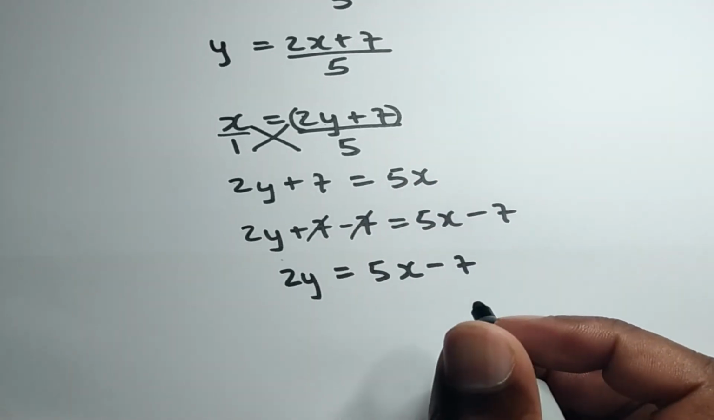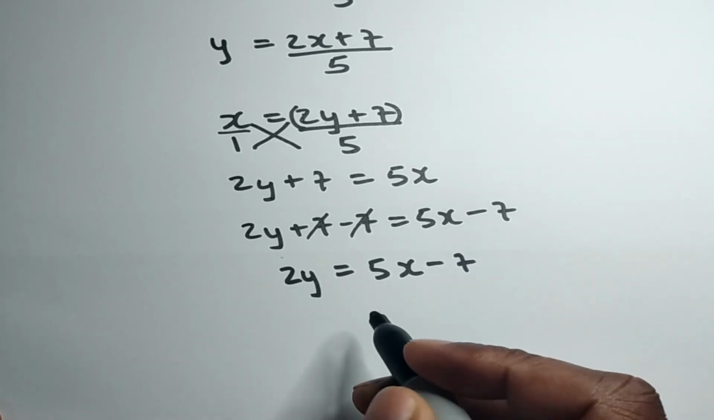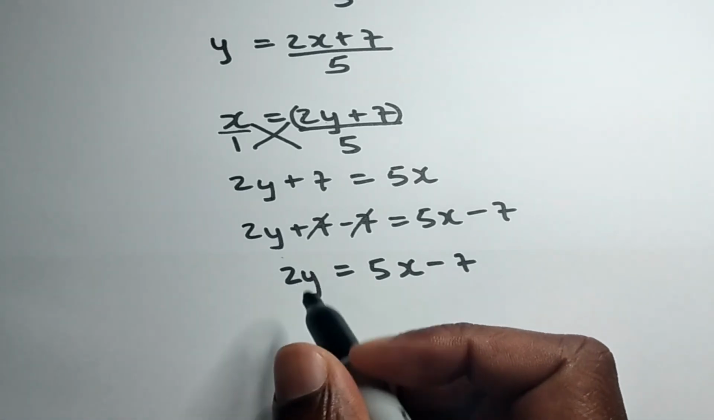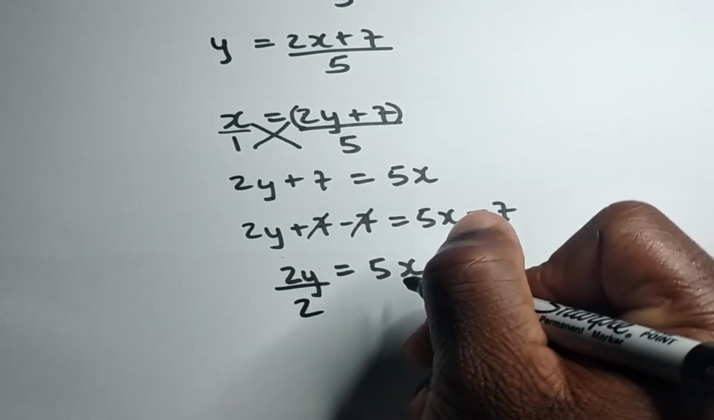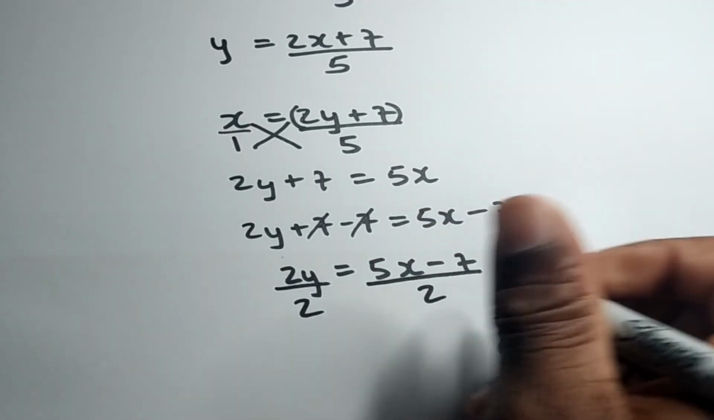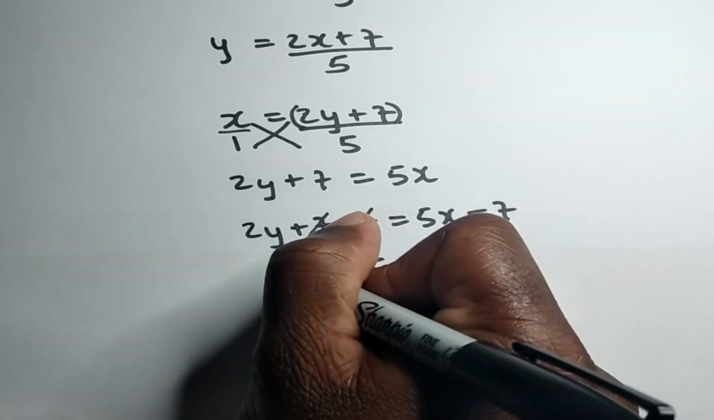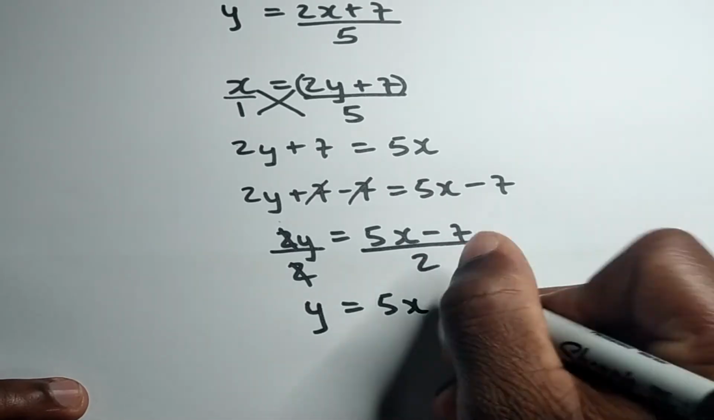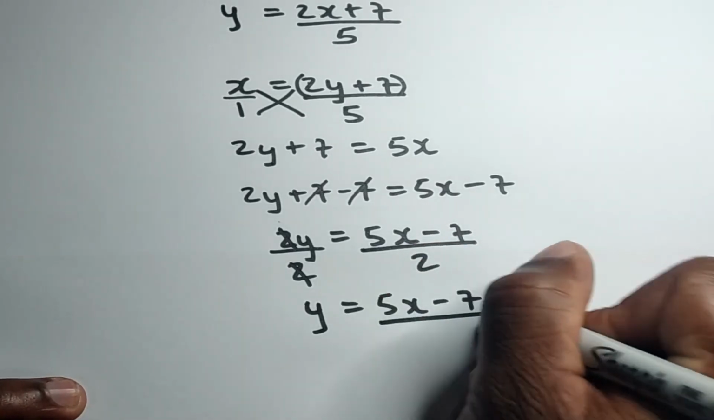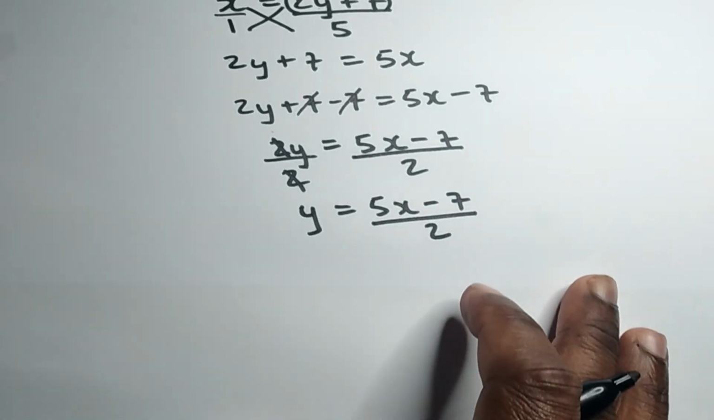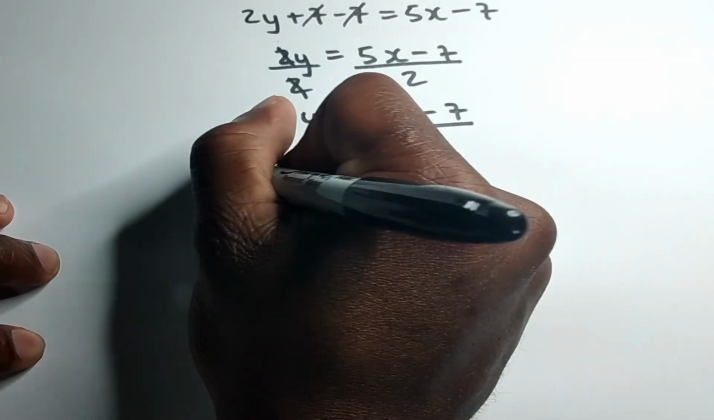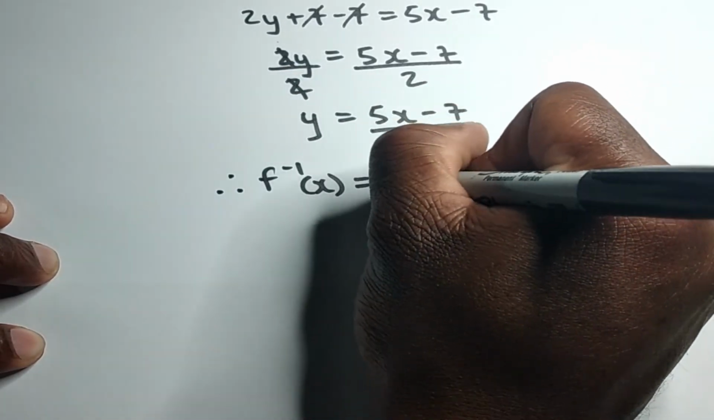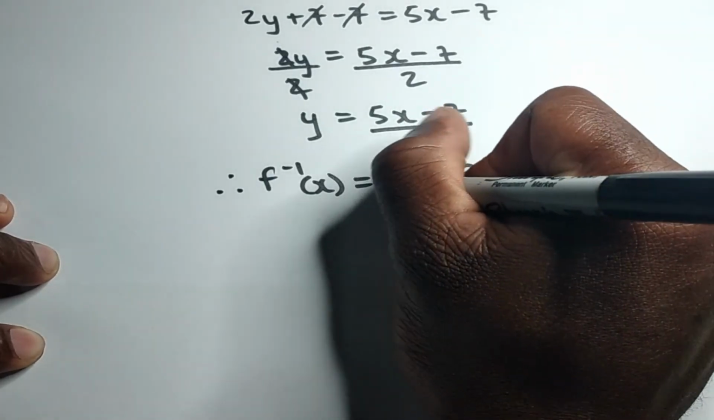minus 7. What I'm going to do now is to divide both sides by 2 to make y the subject, because here I have 2 times y. So to get rid of the 2, I'm going to do the opposite of that operation, which is to divide by 2. Whatever I do to one side, I must do the same thing to the other side. So 2 cancels 2, so y is equal to (5x - 7) over 2. So therefore, this actually gives me my inverse. So f inverse of x would be this function right here, (5x - 7) over 2.